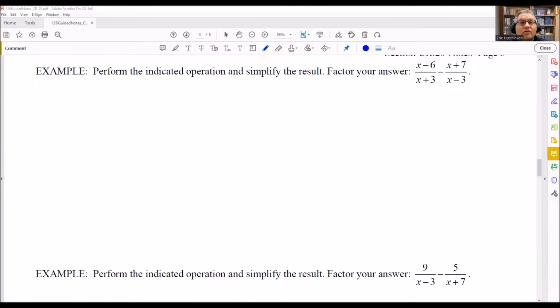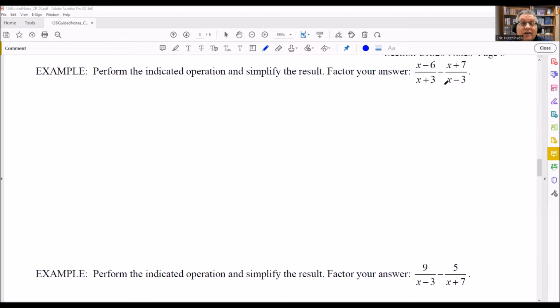We want to subtract these two fractions. What we notice about them is we have different denominators, which means we need to get common denominators on this before we can subtract them. They both have to be the same in order to subtract.